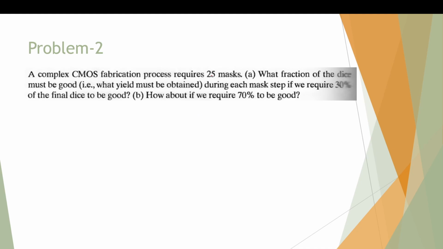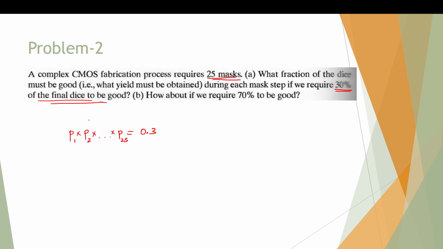Right. So we have 25 mask steps. So 25 times we have to do the lithography, and each mask step will have some yield, right? Some of the dies might yield, some of the dies might not yield. But finally, once the entire device is made, we require that at least 30% of the final dies to yield. How do we do that? So the probability of final die to yield should be 0.3. So that is nothing but probability that it yields in first go times probability that it yields in second go, and so on up to probability that it yields in the 25th go also.